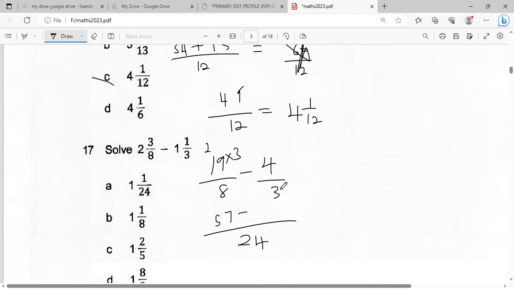Minus 3 into that goes 8. 4 times 8, which is 32. Remember, we're subtracting, so boom, we get 25 over 24, which is equivalent to 1 and 1 over 24. All right, so that's A. Let's move on to 18.